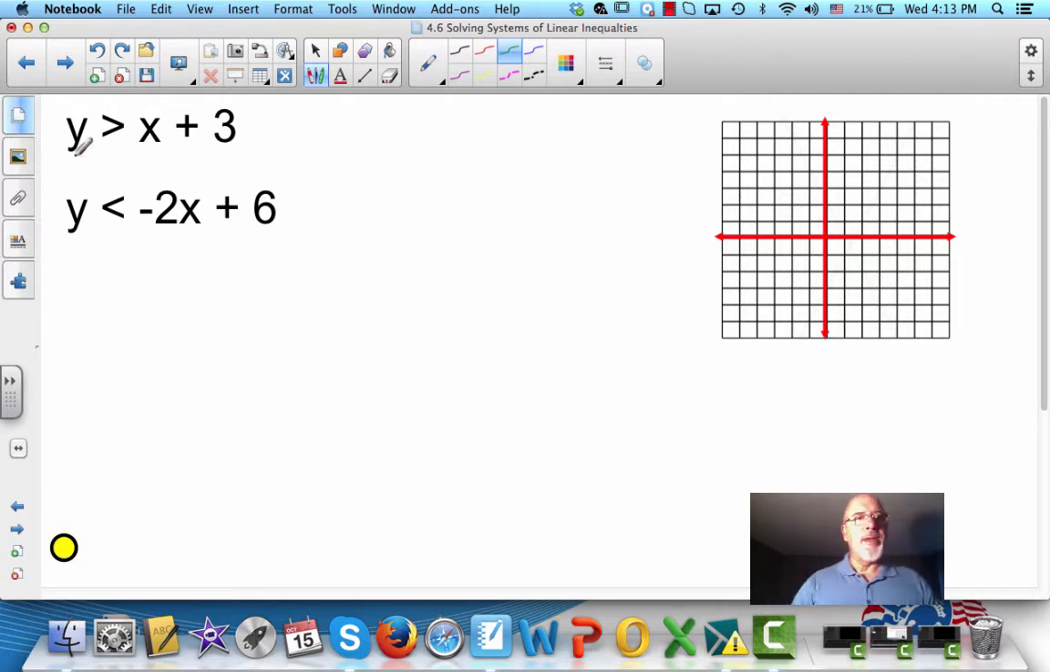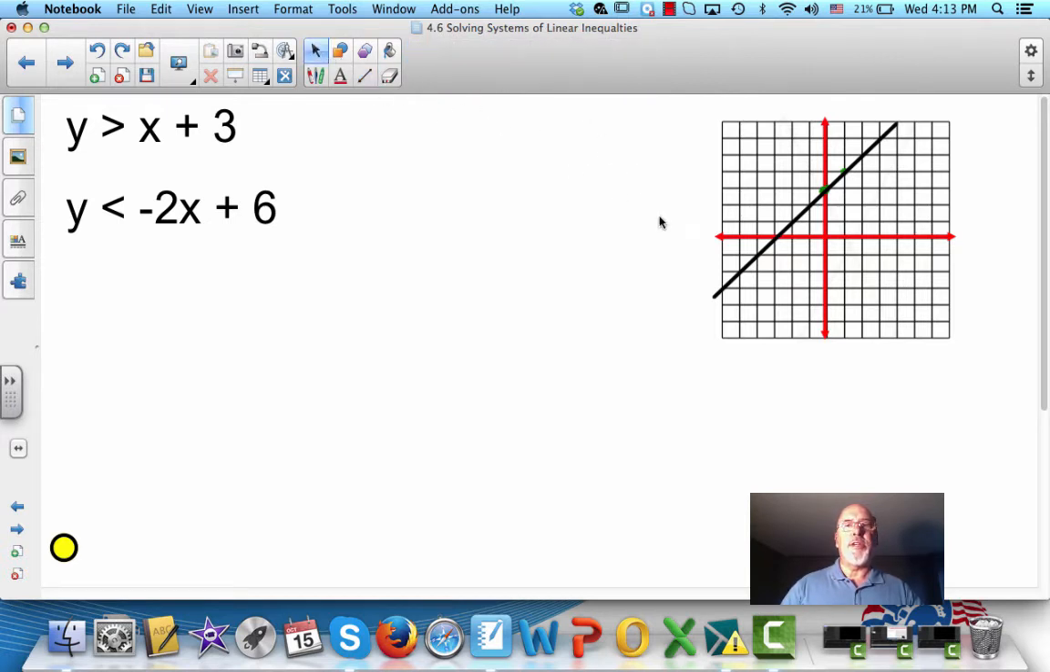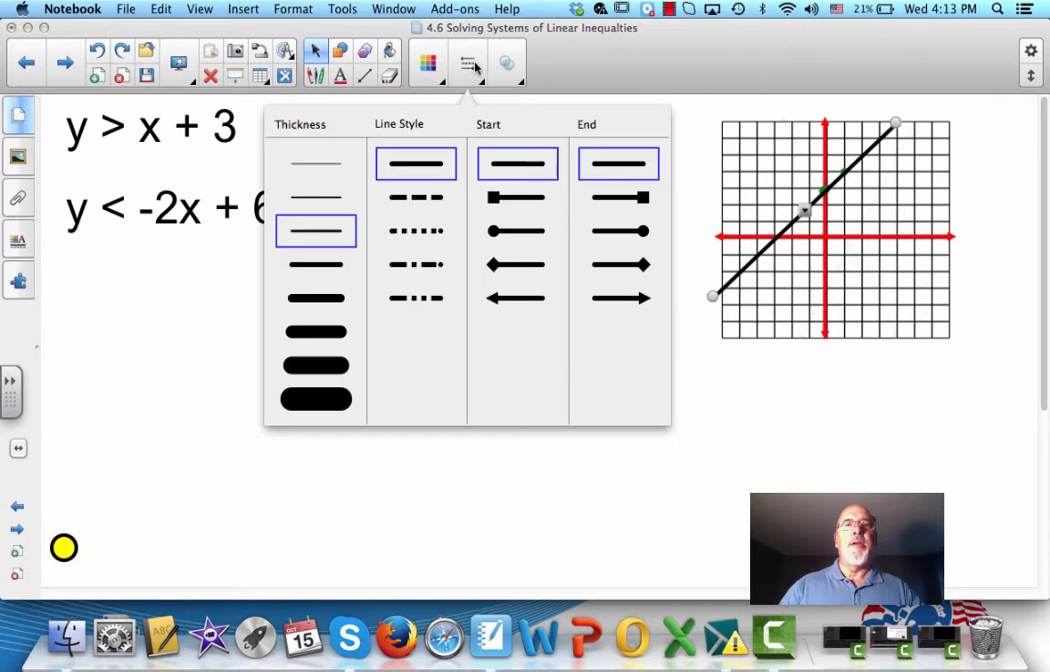Okay, let's see what you did. We've got y is greater than x plus 3. So we're going to put our dot at positive 3 because that's the y-intercept. Our slope is 1 over 1, so that means we go up 1, over 1. Now I can draw this line pretty easily. It says greater than, so the line is going to be dashed. Make it a dashed line, and we put our arrows on the end.